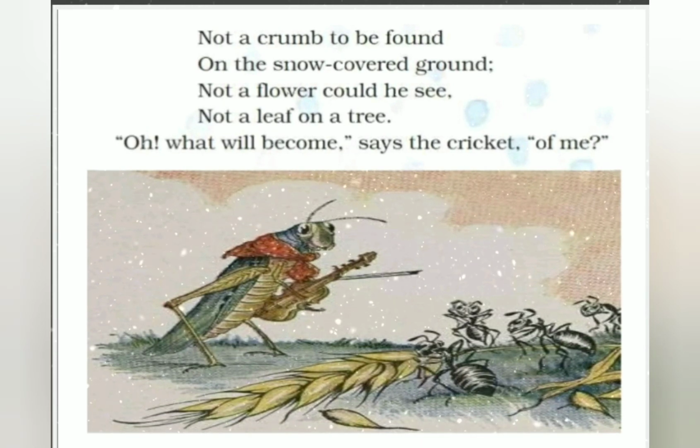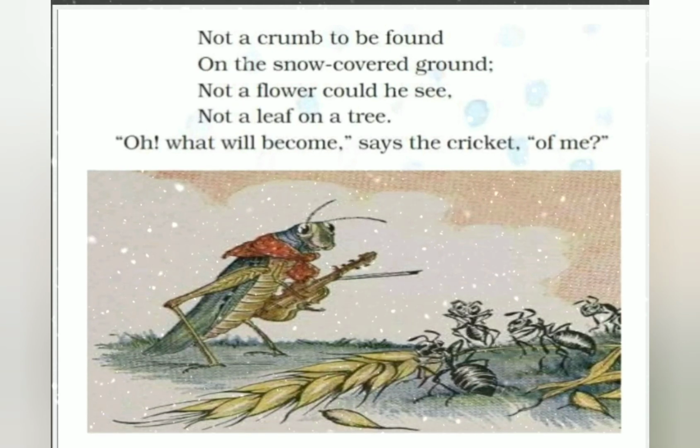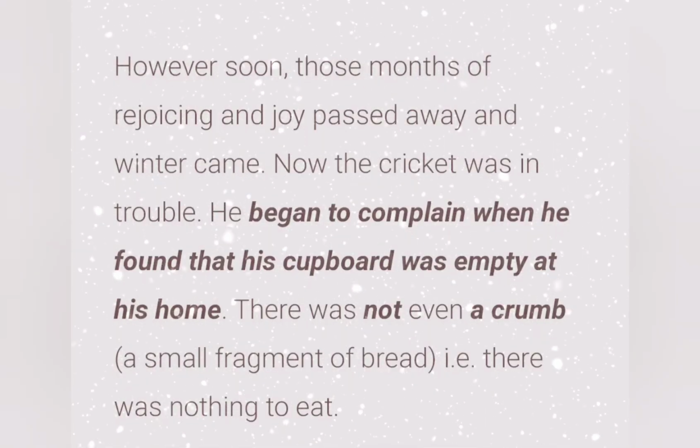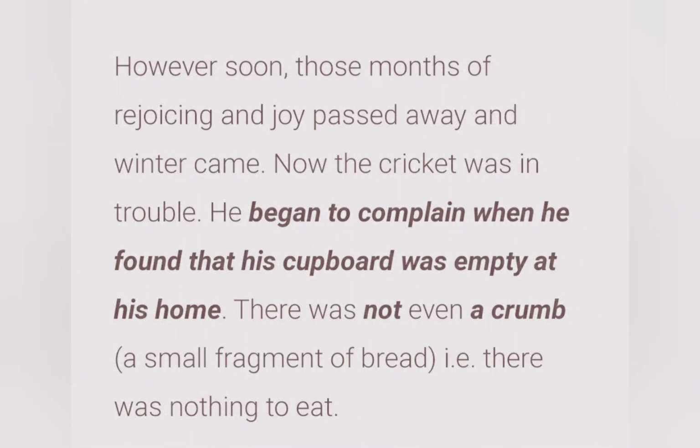Dear students, as you read this stanza, it is very clear that now the cricket is regretting, because now he is not having anything to eat, because you know very well he has not collected his food for winter season, right? And however soon those months of rejoicing and joy passed away, right? Rejoicing and joy giving months were what? The summer season and spring season. Now they are over.